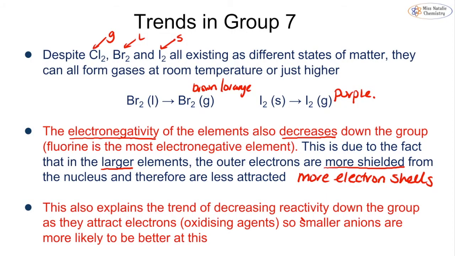This same explanation also explains the decreasing reactivity down the group. We want to have the halogens attracting electrons very closely so that they can be held closer to the nucleus and that only works when you have smaller anions. So your larger anions, like iodine, are not going to be as reactive because the electron that is being added to the outer shell is further away from the nucleus. Therefore, it is less reactive.